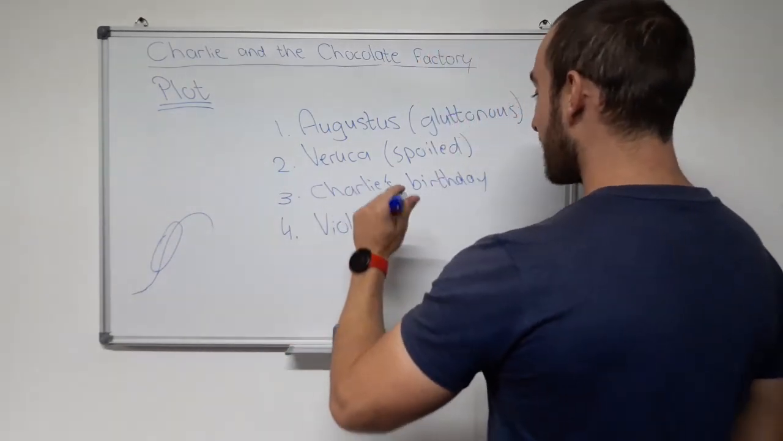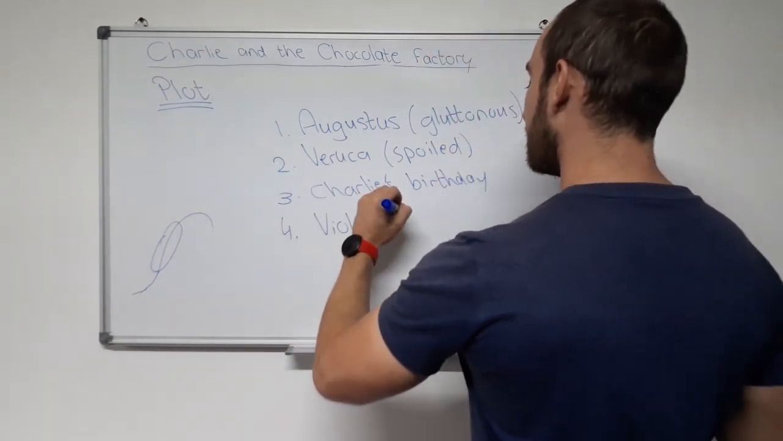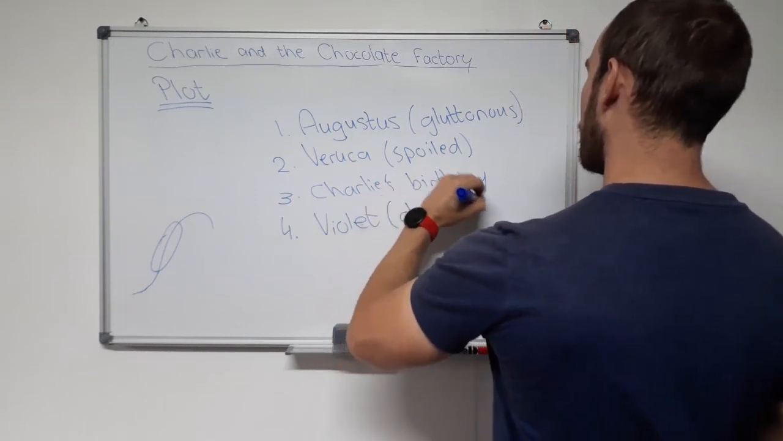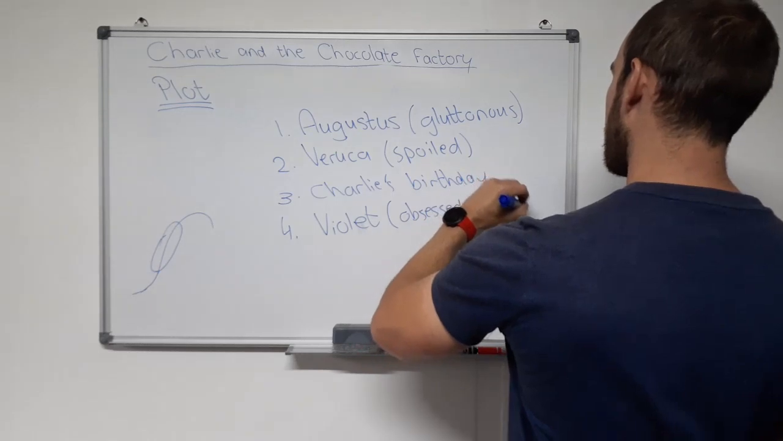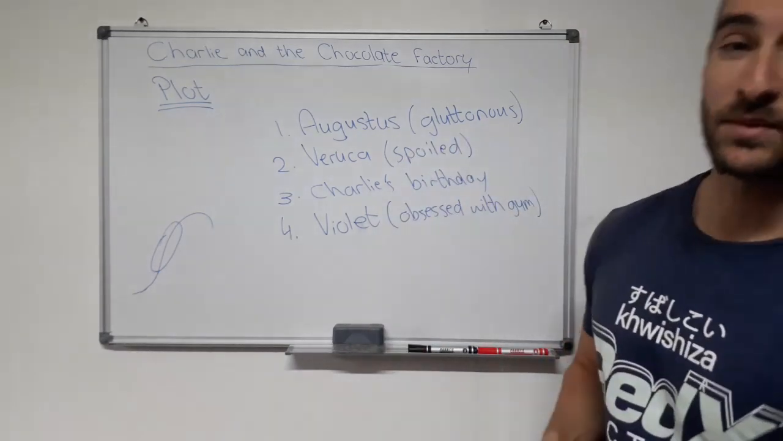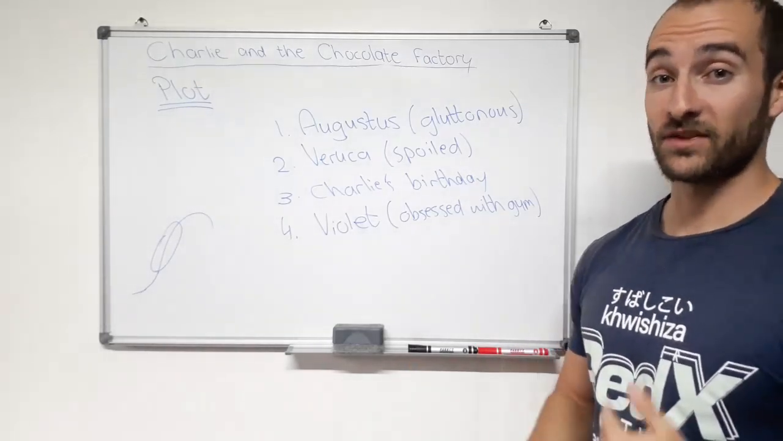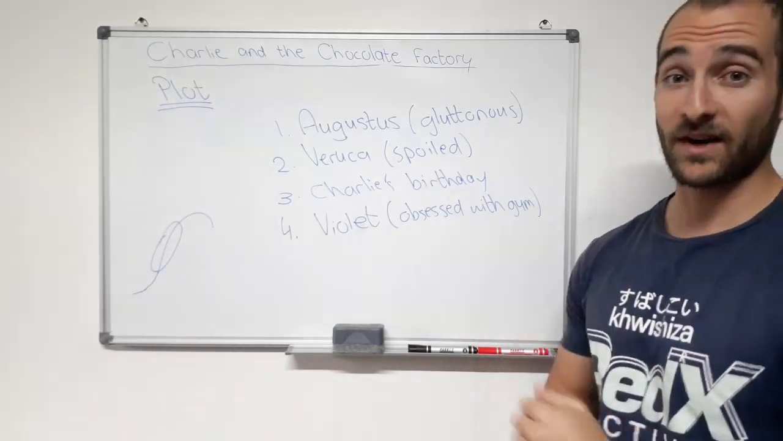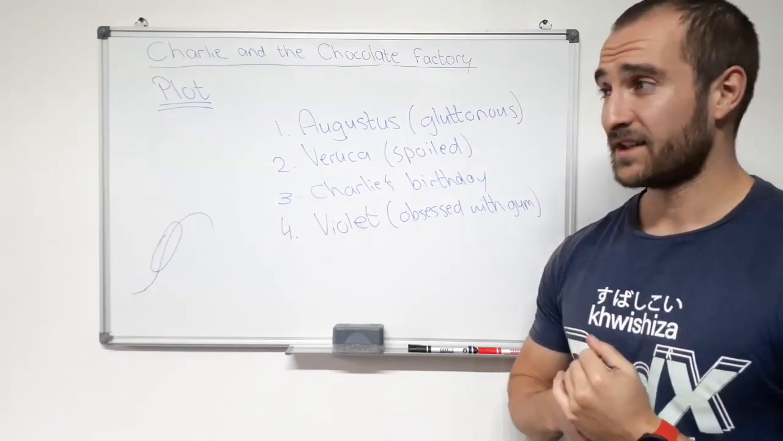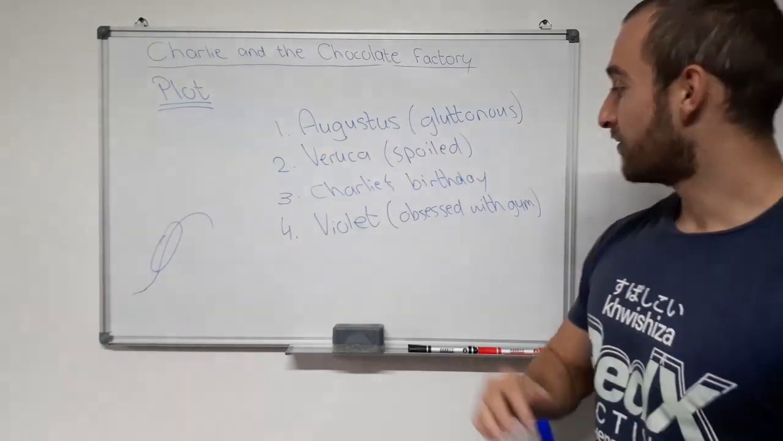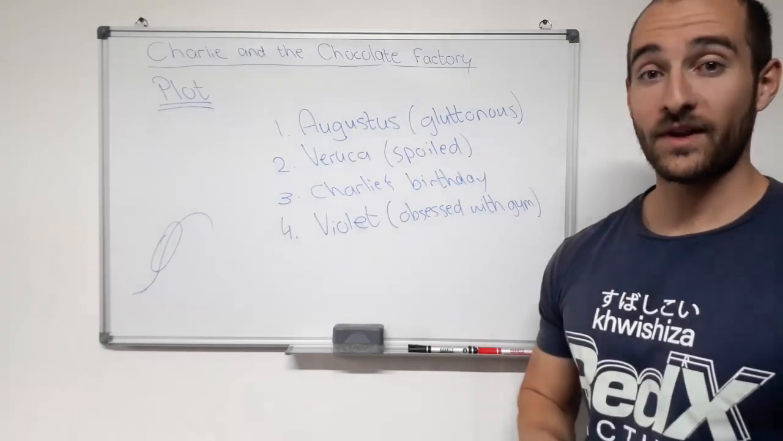We get Violet. Now, Violet is obsessed with gum. So she has an obsession with gum. Apparently she is one of the best gum chewers in the world. She has a record for chewing a piece of gum for the longest amount of time. You know, she sticks it behind her ear, showing you how disgusting it is. Remember that this will be her downfall as well.